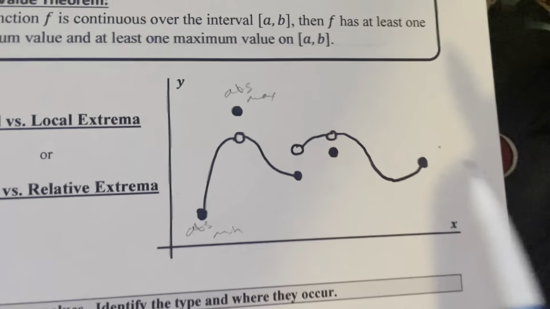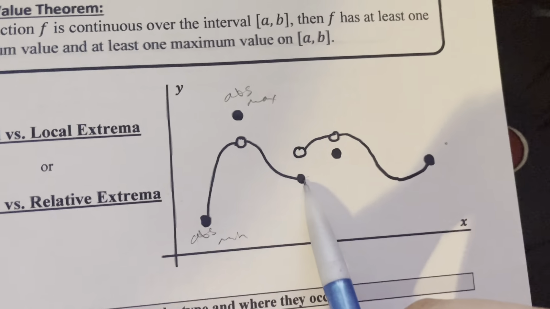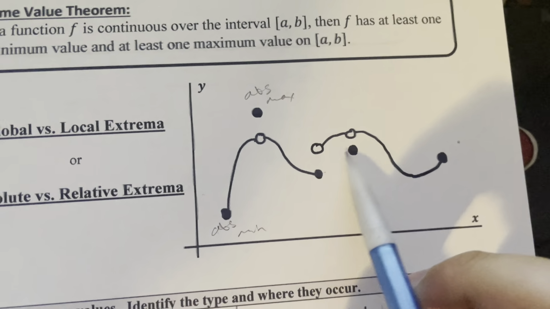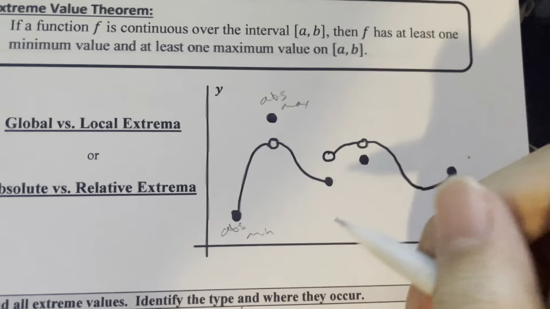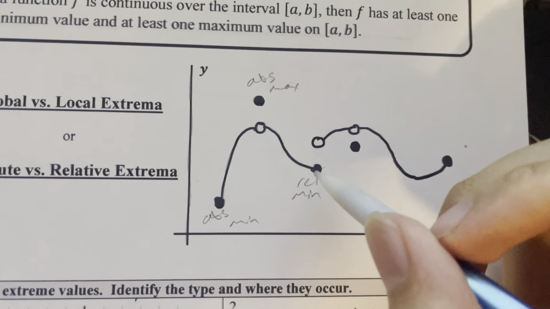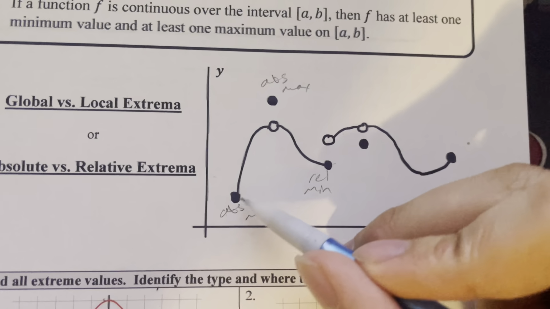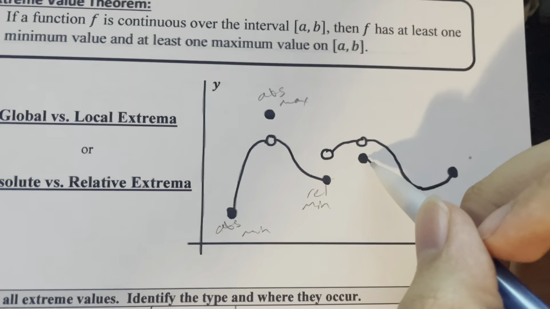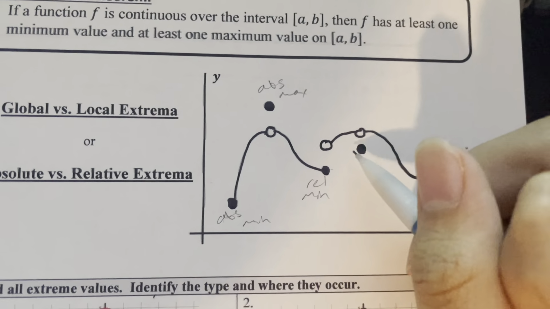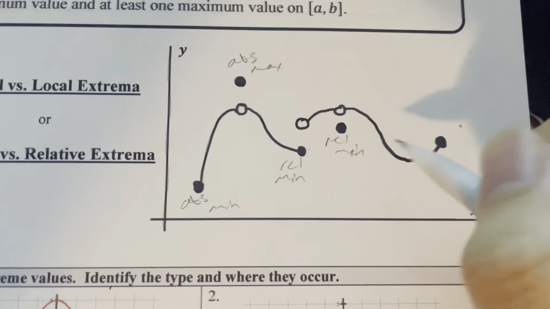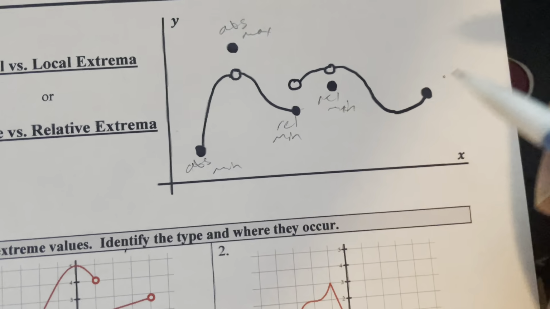Now for the relatives, we look at this by going to the left. Is it lower than all the numbers to the left, and is it lower than all the numbers to the right? It is, so it's our relative min. It can't be our absolute min because this is the lowest and this isn't the lowest. Right here, is it lower than everything to the left and everything to the right? Yes, then it's a relative min. This is lower than everything to the left and everything to the right.